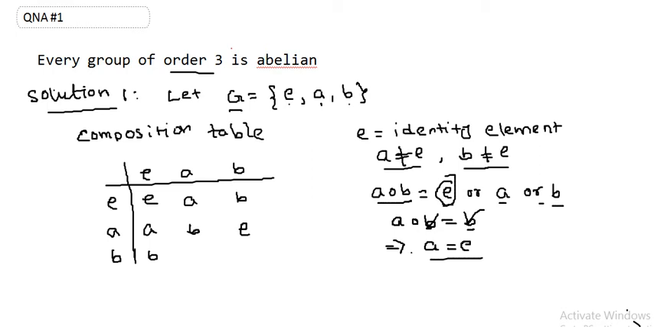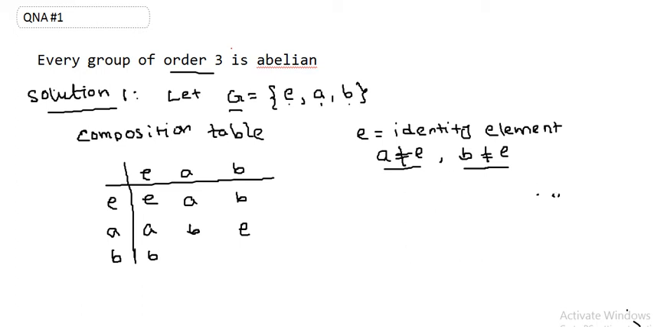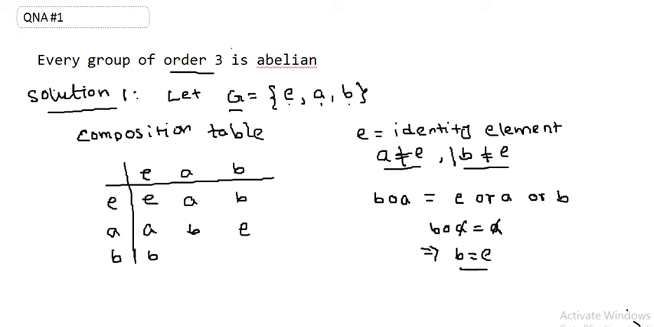Now, what happens if I take B compose with A? B compose with A gives us three possible values: either it is E or A or B. Now if B compose A equals A, again we use the cancellation. We can cancel A from both sides and write B equals the identity element, which is not true because B cannot be the identity element. So B compose A cannot be equal to A.